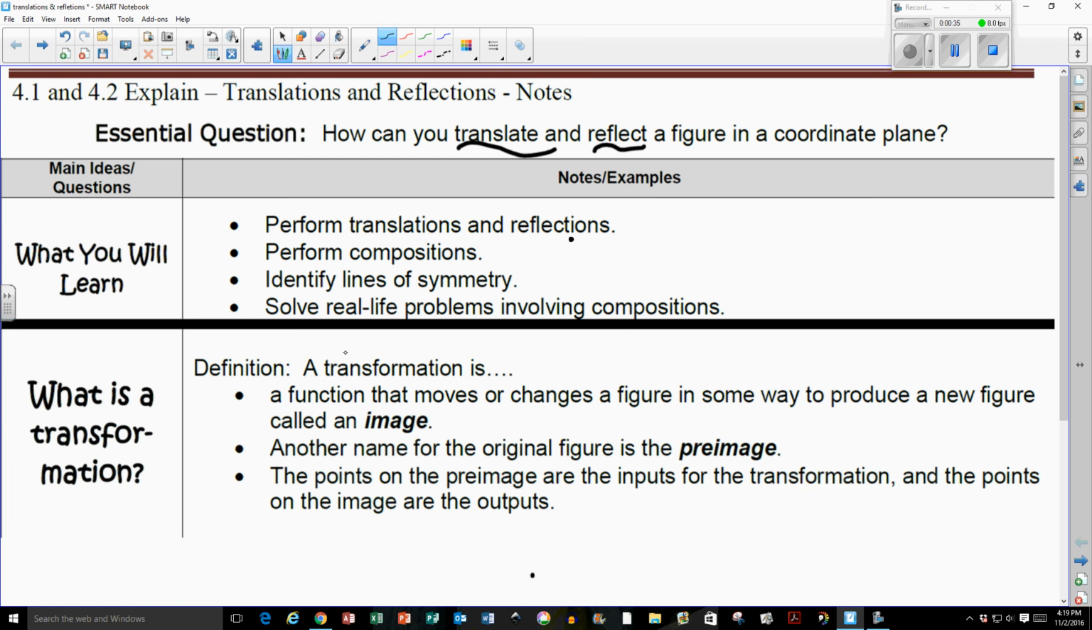So the first thing, what is transformation? Transformation is a function that's going to move or change your figure in some way to produce a new figure that is called the image. Another name for the original is your pre-image. The way I've been explaining it is the pre-image would be the original. So for example, if someone's going to take a picture of you, you would be the pre-image and the photograph is the image. Okay, so the points on the pre-image are the inputs. The points on the image are your outputs.